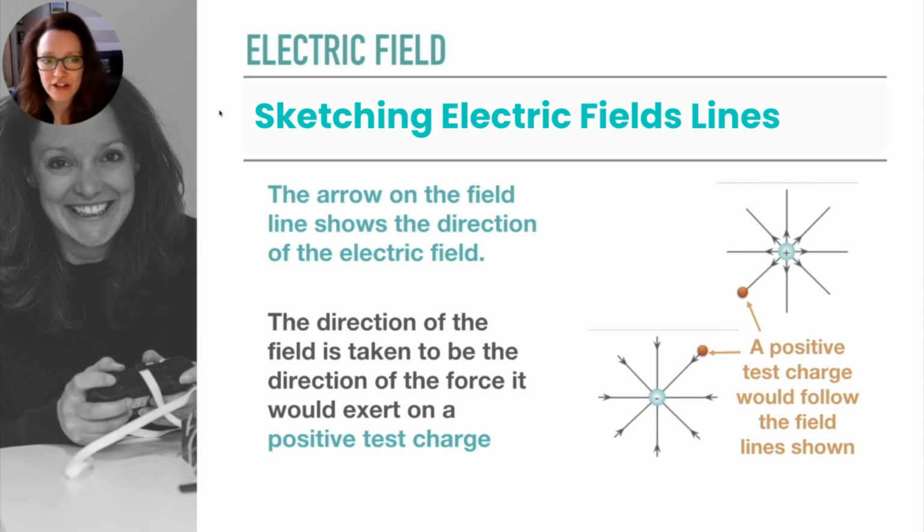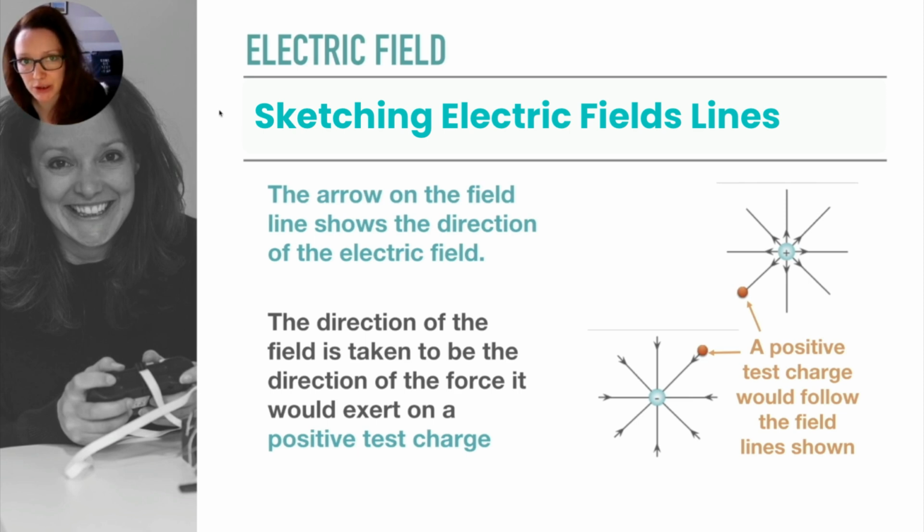So the arrow on the field line shows the direction of the electric field. And I know what you're thinking, how do I know the direction of an electric field? Well, the arrow should always be pointing in the direction that a positive test charge would take. So if you take the top drawing here, we have a positive charge, and if we imagine a positive test charge held very close to that positive charge, it would repel away from it very quickly. So the arrow shows being moved away from the positive charge.